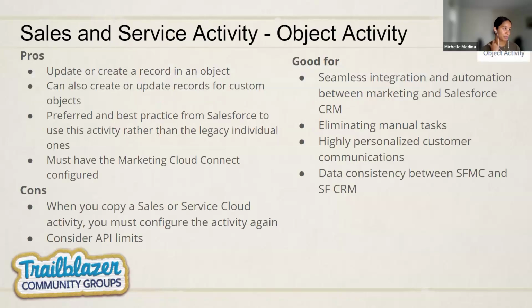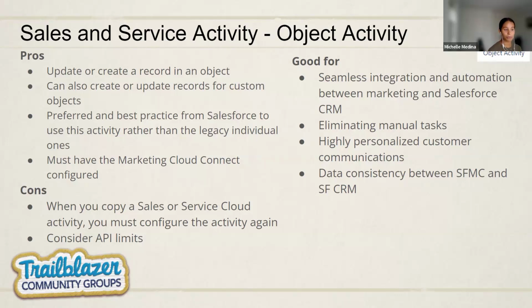All right, so now we'll jump to the sales and service cloud activities. Again, you'll see that further down your journey on the left-hand side. And then I'm highlighting here the object activity. As mentioned, those individual object activities are more of legacy activities, and it is best practice and preferred to use this object activity as the most recent activity that's been added to the journey. Some of those benefits are that you can update or create a record in an object. You could also do that for custom objects. So it does support standard and custom objects.